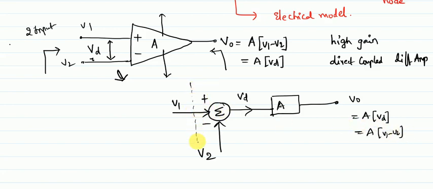So this is a block diagram representation of operational amplifier. Now you can look like this. This is the same device that we have drawn. You can see here clearly, this is what we have drawn. In this way you can also write.